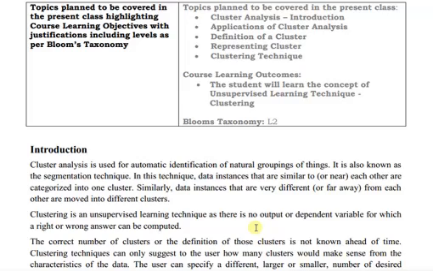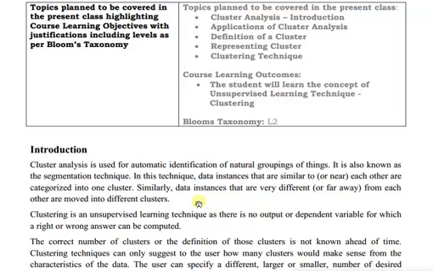So what is cluster analysis? It is used for automatic identification of natural grouping of things. So cluster analysis is used for grouping of the objects. It is also known as segmentation technique because it properly segments the different objects based on their similarities. In this technique, data instances that are similar to each other are categorized into one cluster, and data instances that are very different from each other are moved into different clusters.